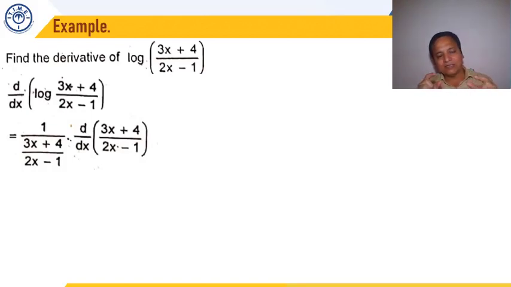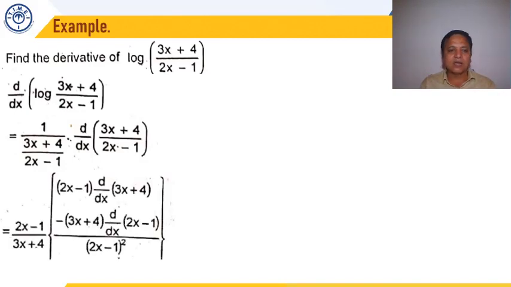Now, to find the differentiation of (3x plus 4) upon (2x minus 1), we have to apply the quotient rule. And the thing which is written outside, 1 upon (3x plus 4 upon 2x minus 1), becomes (2x minus 1) in the numerator upon (3x plus 4). And when we apply the quotient rule in the bracket, it says denominator into differentiation of numerator. Denominator is 2x minus 1. So (2x minus 1) into differentiation of (3x plus 4), minus numerator, that is (3x plus 4), into differentiation of denominator, that is (2x minus 1), upon denominator whole square.